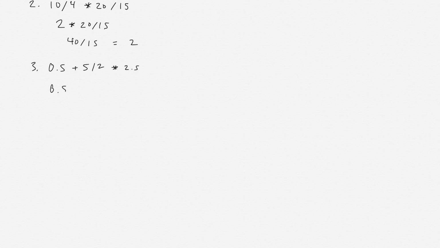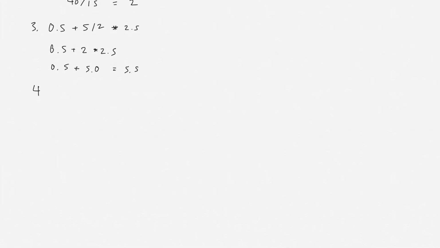So we get 0.5 plus 2 times 2.5. Next, we multiply 2 by 2.5, and we get 5. So we get 0.5 plus 5.0, because we're multiplying an integer by a double, and the result is going to be a double. Then we just add these up together, and we get 5.5.